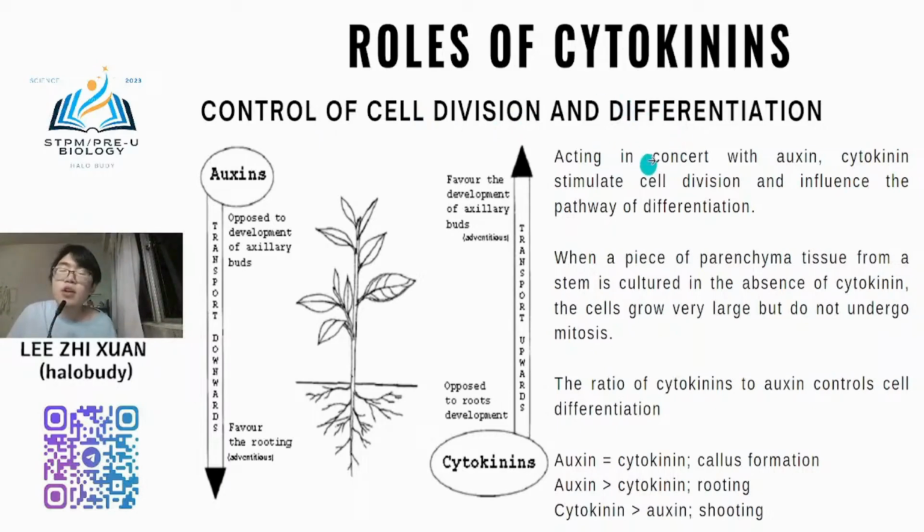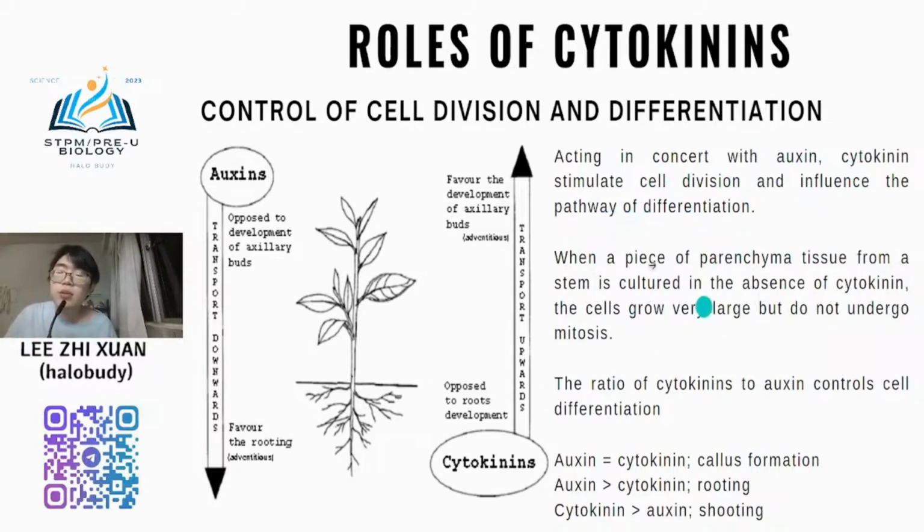Normally cytokinin will be added in with the auxin one. It is like elder and younger siblings. If there is auxin, there is cytokinin. They will collaborate with each other. So cytokinin stimulates cell division and influences the pathway of differentiation.